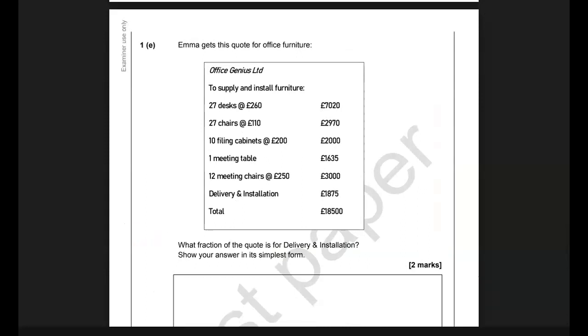Ima gets these quotes for office furniture. So what fraction of the quotes is for delivery and installation? So show your answer in the simplest form. So for example, now this is the quote for the office delivery. So that is going to be for delivery and installation, what is it? It's going to be 1,875. Total amount is going to be what? 185,000.